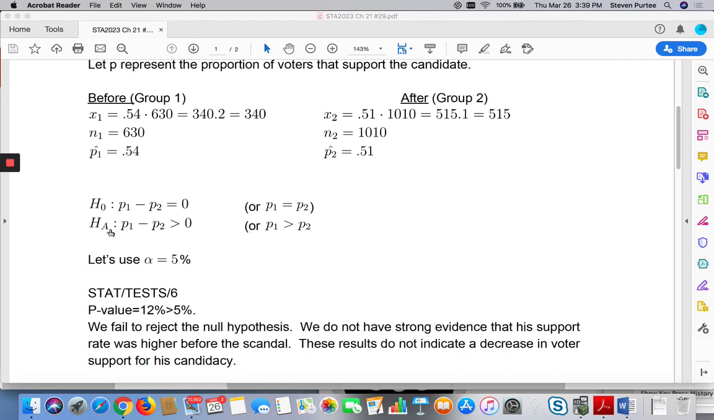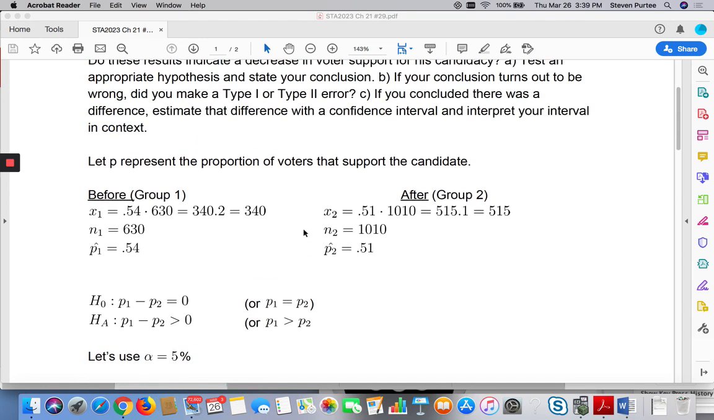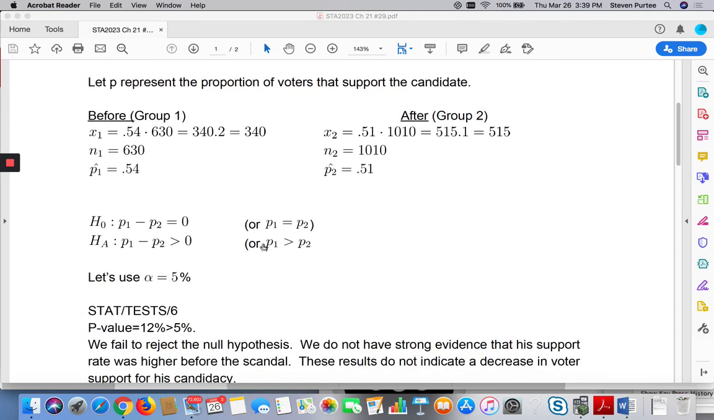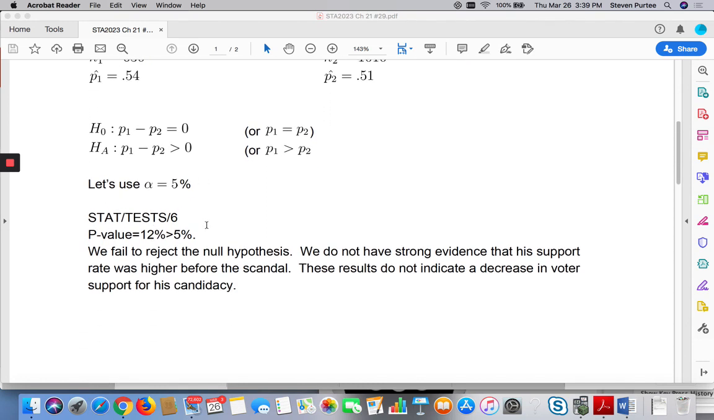Then the alternative hypothesis could be written either way. We could say the difference is positive or P1's bigger than P2. Because we want to know, did his support decrease? Is after less than before? That's the same as saying before is bigger than after. And then I made this up. I got to choose. On a test, I'll always tell you what to use, but I chose alpha 5%.